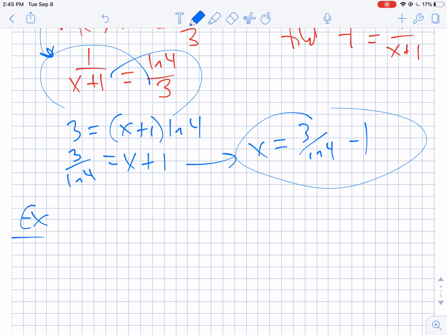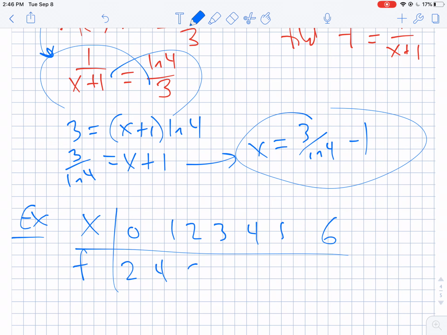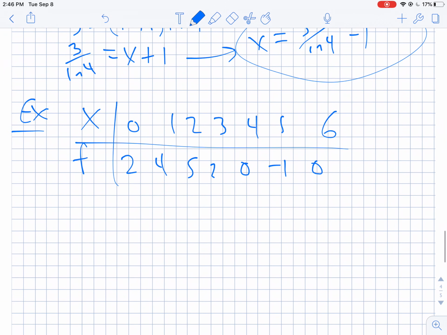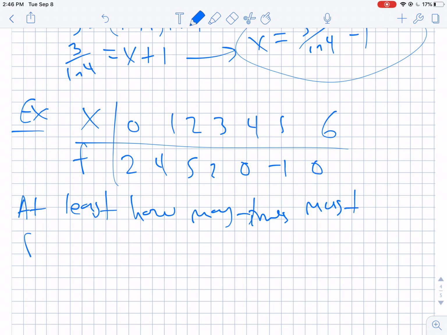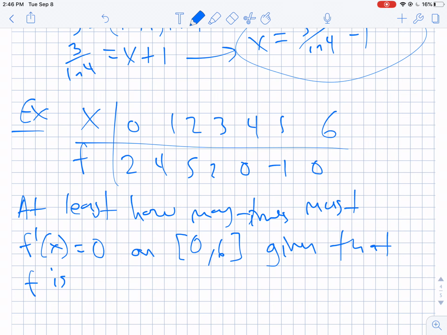So suppose I give you a table of data. Here's x, here's f, and x goes 0, 1, 2, 3, 4, 5, 6, and f goes 2, 4, 5, 2, 0, negative 1, 0. And I'm going to ask you this question: at least how many times must f prime of x equal 0 on the interval [0, 6], given that f is differentiable?